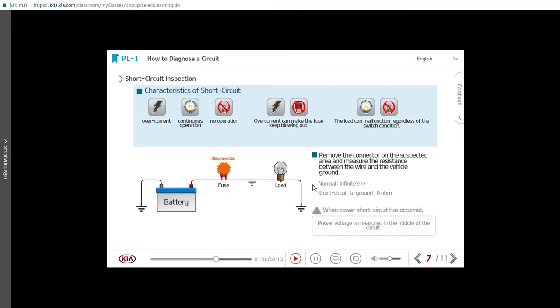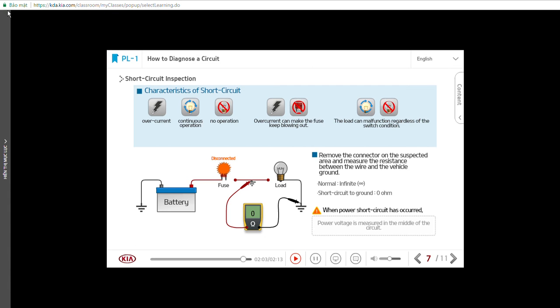Then, you should find out the location where the short circuit has occurred. You can do this by measuring the resistance. Remove the connector on the area where the short circuit is suspected and measure the resistance with the vehicle body ground. If the circuit is normal, infinite resistance is measured, since the connector is removed. However, in the case of a circuit shorted to the ground, 0 ohm is measured.